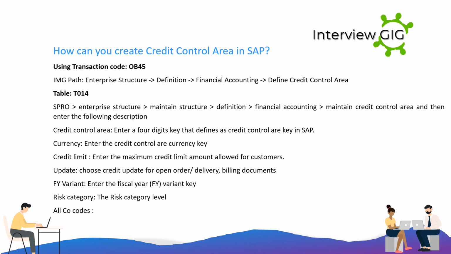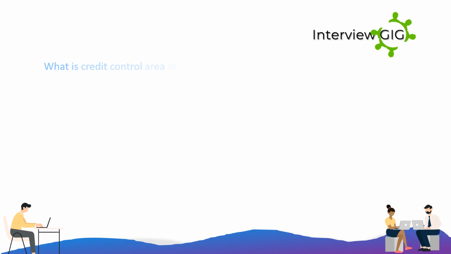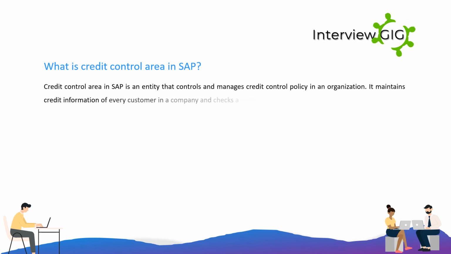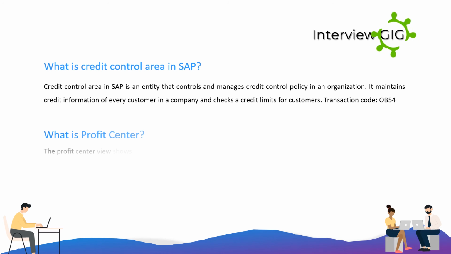What is credit control area in SAP? Credit control area in SAP is an entity that controls and manages credit control policy in an organization. It maintains credit information of every customer in a company and checks the credit limits for customers. Transaction code OB54.